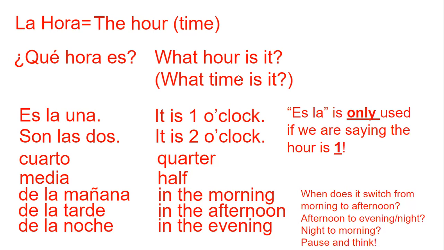Hopefully you paused the video, did a little bit of thinking. I would add this in on your notes page right next to the words morning, afternoon, and evening. So hopefully we all realize that it switches from morning to afternoon at 12. 12 p.m. is 12 in the afternoon. From afternoon to evening is a little more tricky. It kind of depends on where you are.